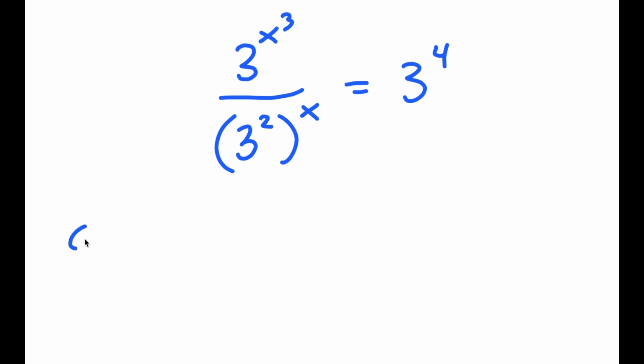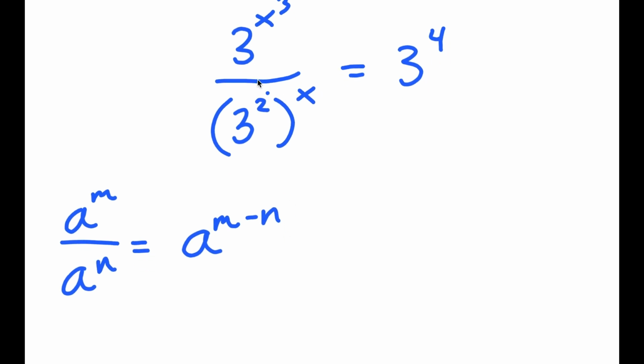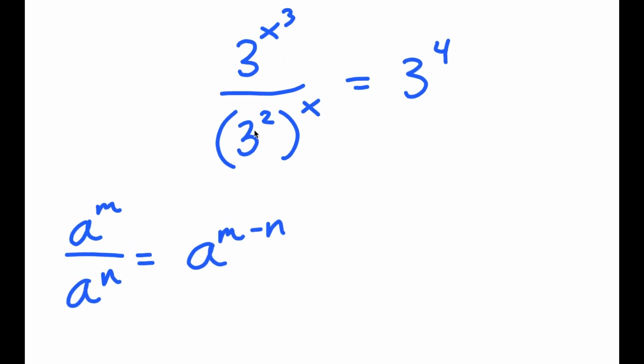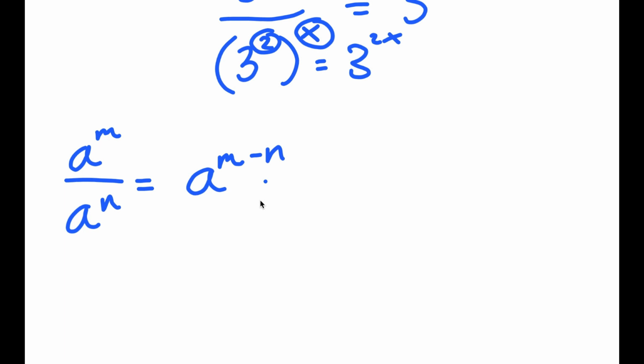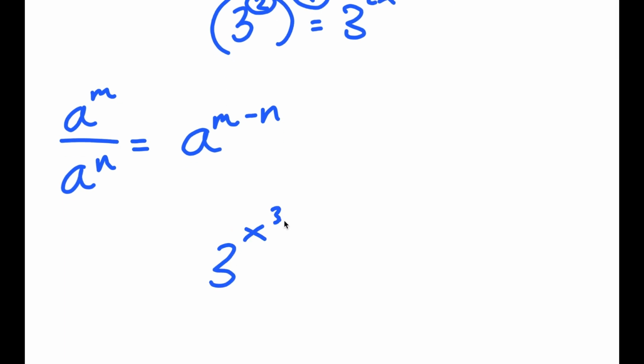Now, if I have something in the form a to the power of m over a to the power of n, this is equal to a to the power of m minus n. So 3 to the power of x to the power of 3 over 3 to the power of 2 to the power of x, and by the way, 3 to the power of 2 to the power of x is equal to 3 to the power of 2x. These two multiply. So now I get 3 to the power of x to the power of 3 minus 2x is equal to 3 to the power of 4.